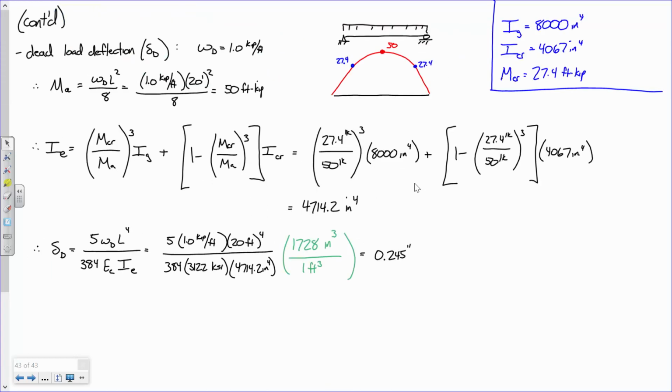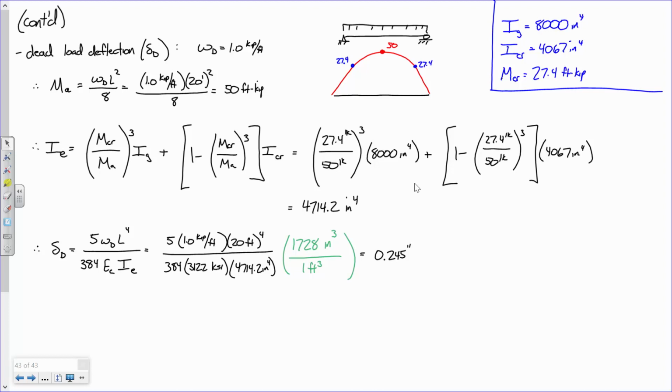So we've got our three quantities that don't change: our gross moment of inertia, our cracked moment of inertia, and our cracking moment. And then remember, we take these load cases one at a time. So what we did last time was the dead load. Our dead load is 1 kip per foot. So our applied moment, M sub A, is WL squared over 8. That came out to 50 foot kips.